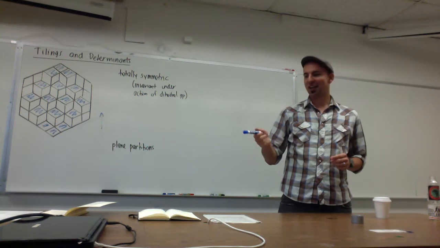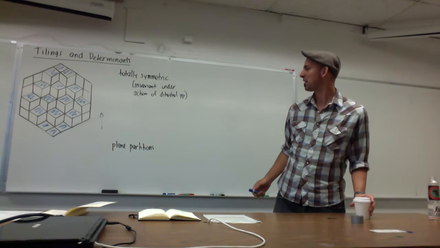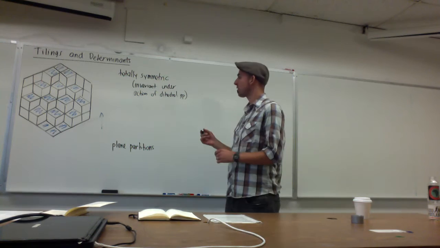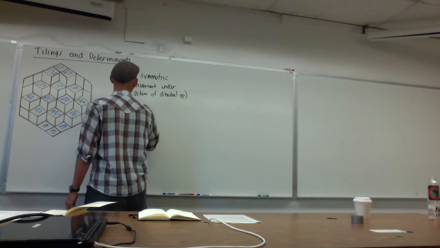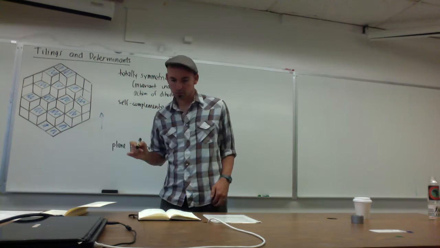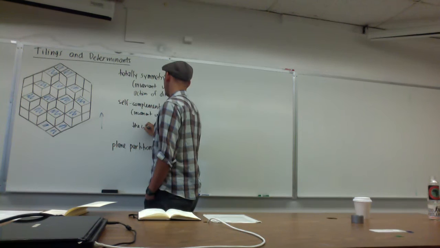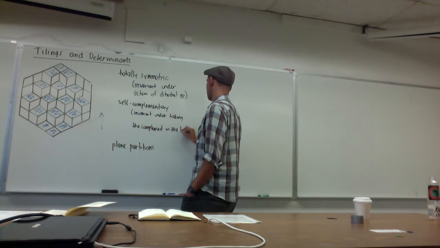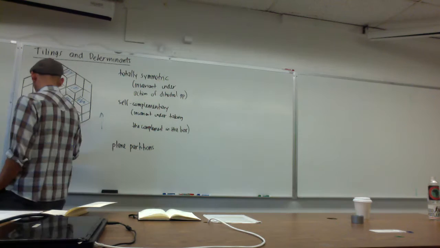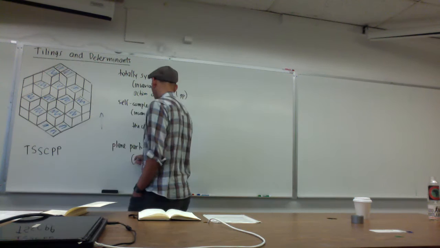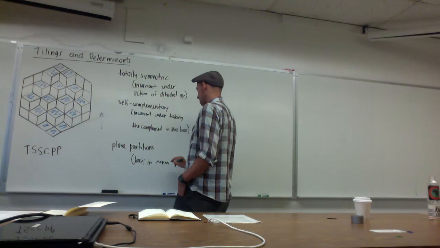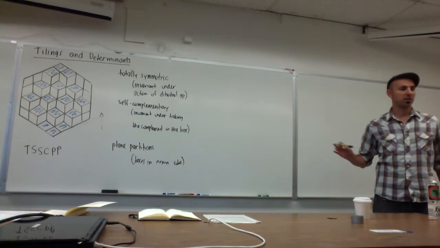I do this in the notes if you want to print it out and doodle on it and convince yourself of that. But so this is not a symmetry of the hexagon. This is, like I said, a three-dimensional symmetry, and this is what's called self-complementary. So invariant under taking the complement in the box. Okay. So this thing is called a totally symmetric self-complementary plane partition. So like boxes in it, n by n by n. So is it clear what we're talking about here? Okay.